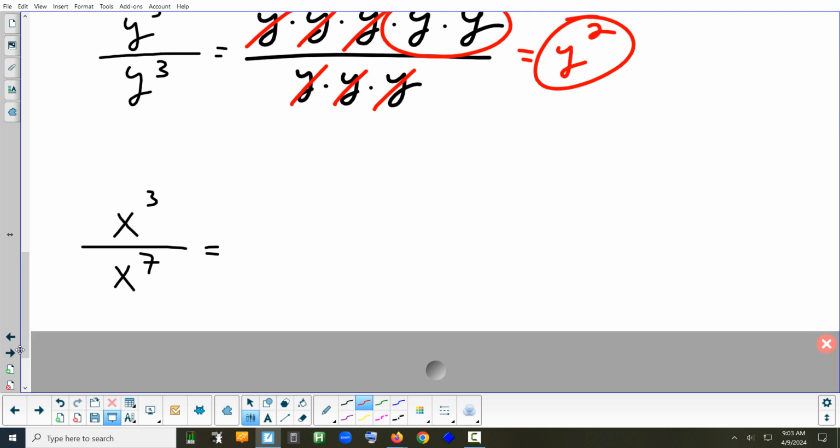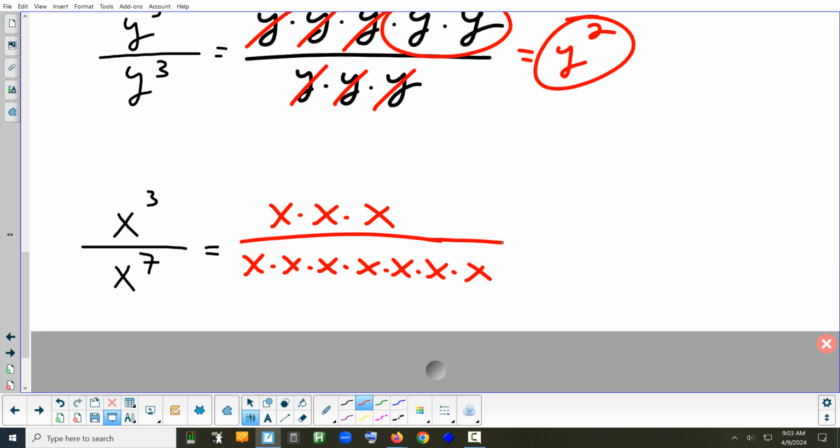Okay, so for this one, how many x's are in the top? 3. How many x's are in the bottom? 7. Okay. How many x's can I cancel out from the top and the bottom at the same time? 3. I can cancel 3. 1 there, 1 there, 1 there, 1 there, 1 there, 1 there. So look at what happened this time. The x's that are left, where are they in the fraction? The bottom.